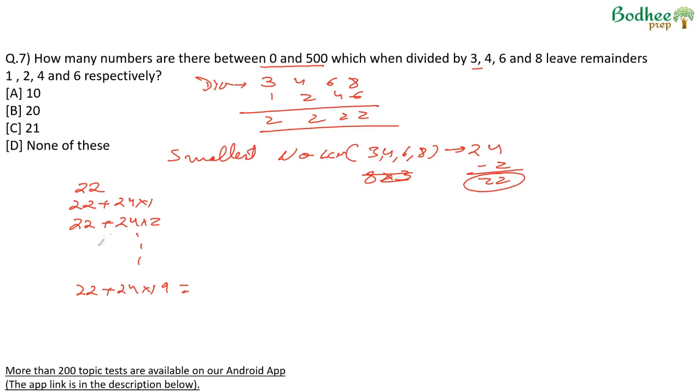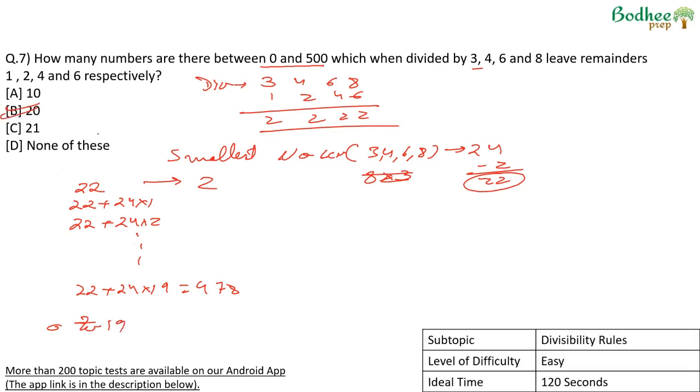This will be 480 minus 24 plus 22. So 2 short of 480, which is 478. So from 22 to 478, or we are counting from 0 to 19, which will be a total of 20 numbers, and that becomes the answer. That's a moderately easy sort of a question. 2 minutes good enough to answer the question. Definitely something that should be done in the exam.